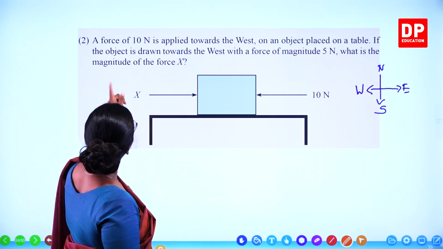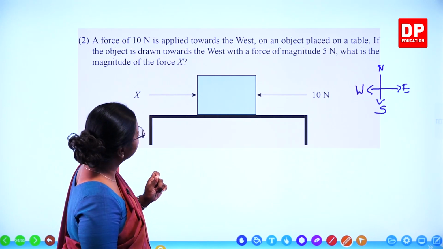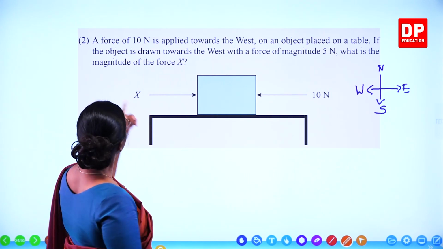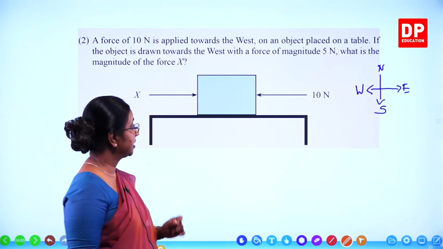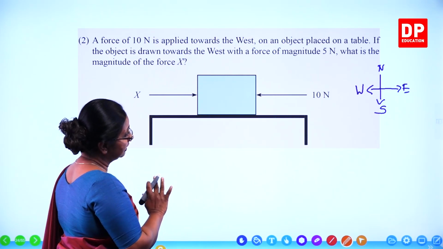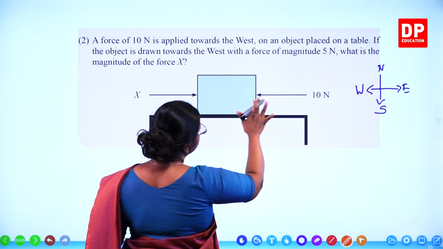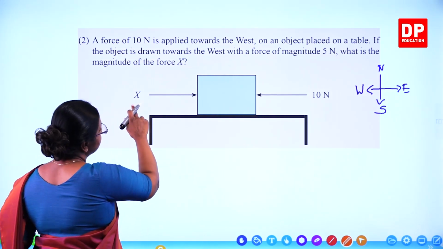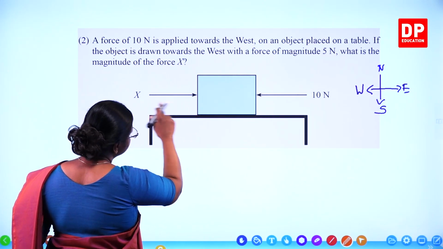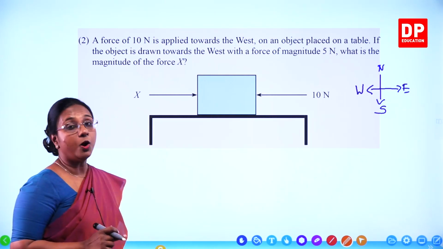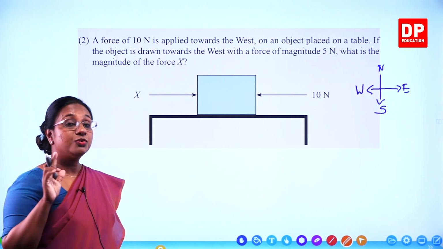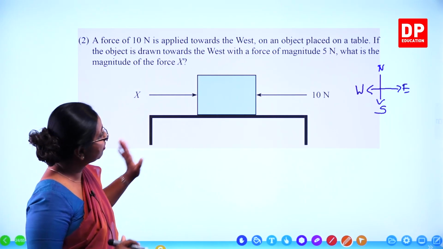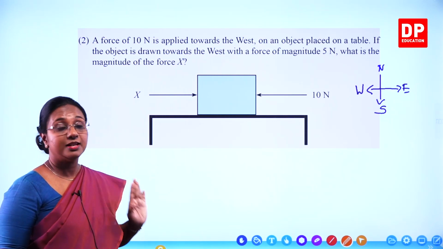Then, if the object is drawn towards the west with a force of magnitude 5 Newton, what is the magnitude of force X? So, if you look at the diagram clearly, they have told you a 10 Newton force is applied towards the west. But here you can see there is another force X that is being applied in the opposite direction. So, that is going to be towards the east. That's what you can understand from this diagram.